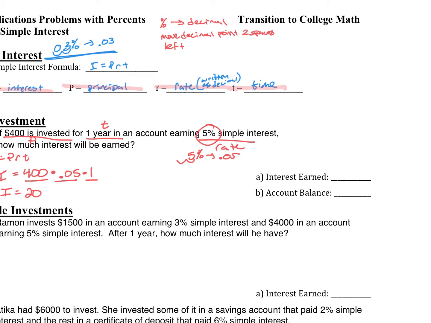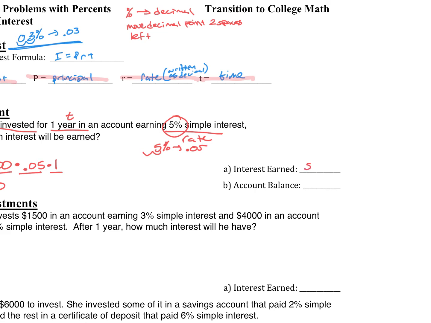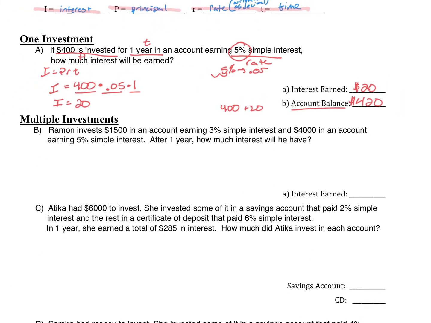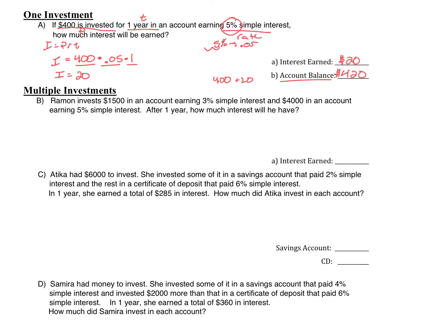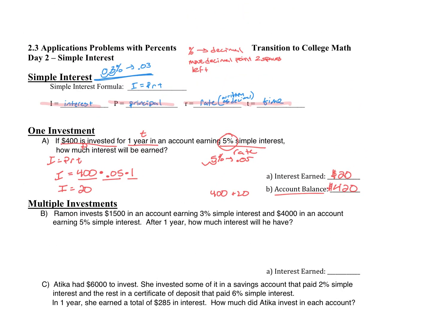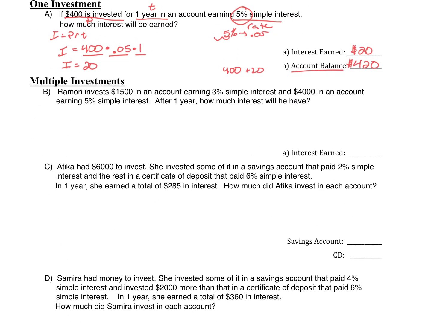So if we go over here to answer our question, it says interest earned. Well, we earned $20 in interest. Now it does ask for the account balance as well. Well, remember, our account started with the principal amount of $400, plus we earned $20 in interest, so we have a new account balance of $420. Okay, let's take a look at these next few examples where we have multiple accounts. Now, multiple accounts simply means we're going to have to do our I equals PRT formula more than one time for each problem, okay? So let's take a look here.